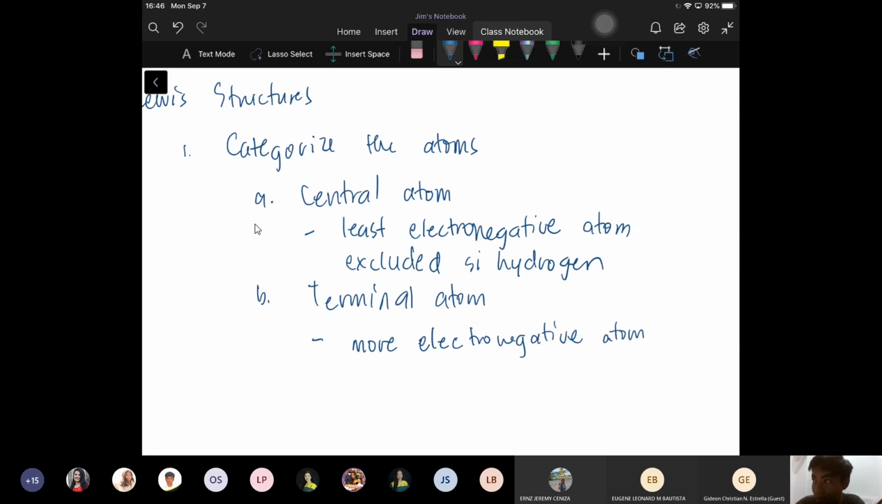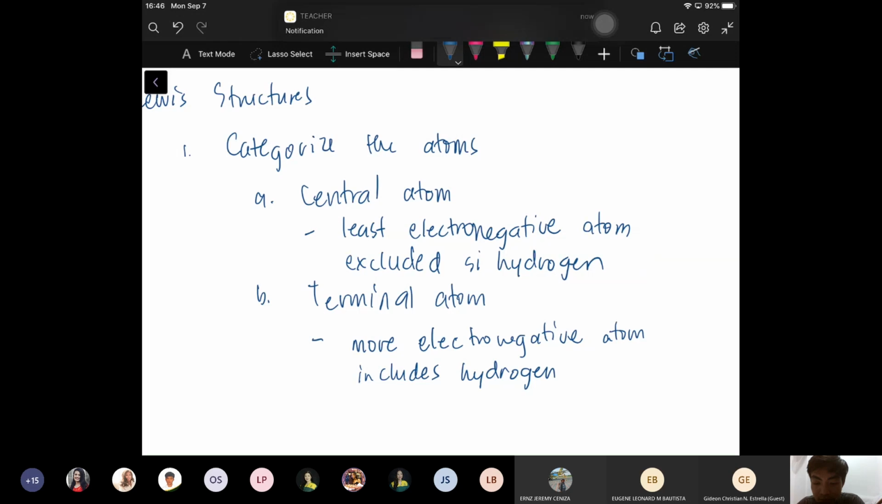Okay, so terminal atoms, these are the more electronegative atoms in your molecule. Sila yung mas electronegative compared to the central atom. Sino-sino yung mga terminal atoms? Usually oxygen and hydrogens. So this time, hydrogen is a terminal atom. Kasi for the reason that it cannot form multiple bonds, sa dulo-dulo lang siya pwede. Sa dulo lang ng molecule siya pwede mag-exist.